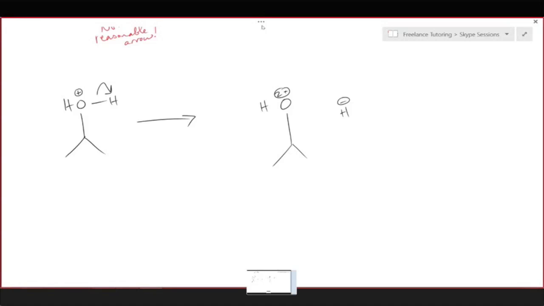It puts a +2 charge, especially, but it actually adds more charges than it created, but the most important thing is it created the +2. So you should never or almost never get a +2 charge in organic chemistry. That's almost always a sign we made a mistake. So again, we can make a note, this is not a reasonable arrow.